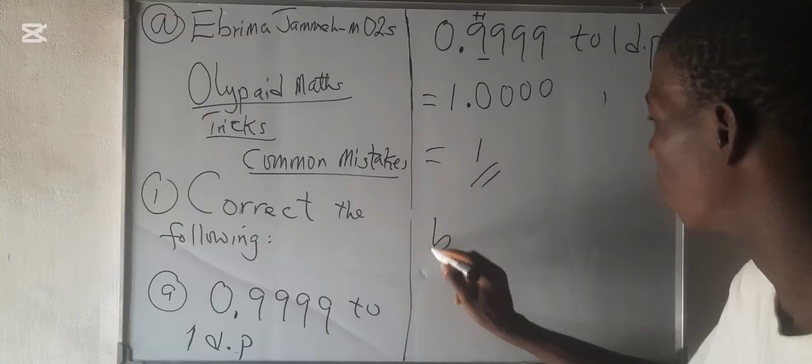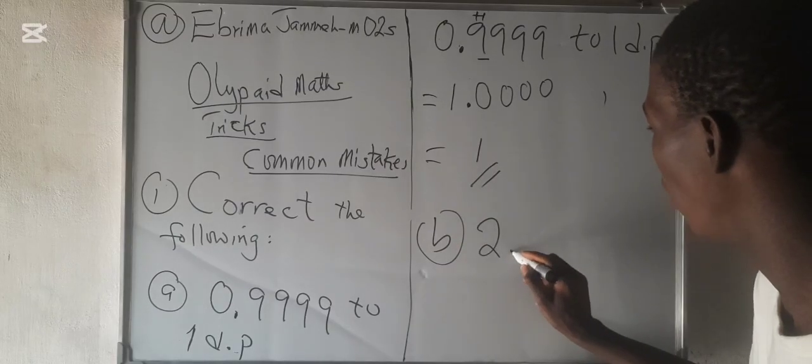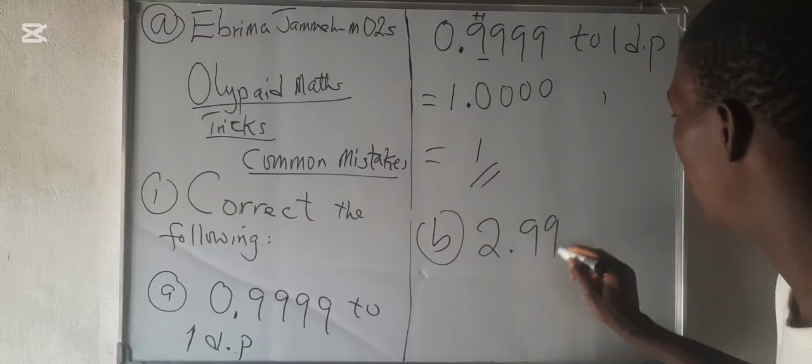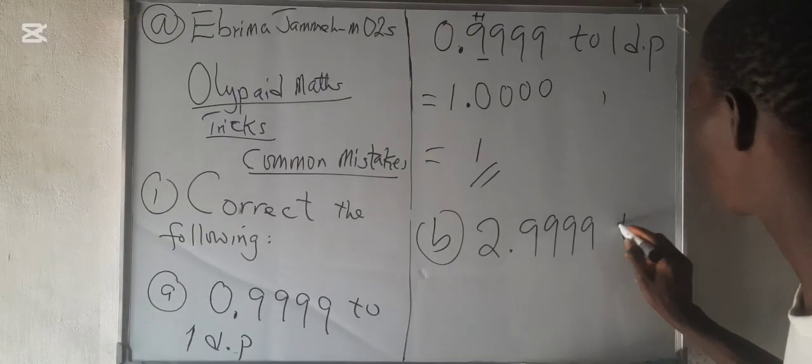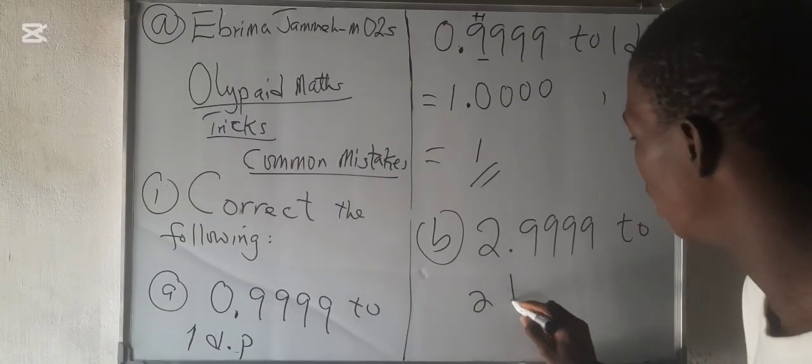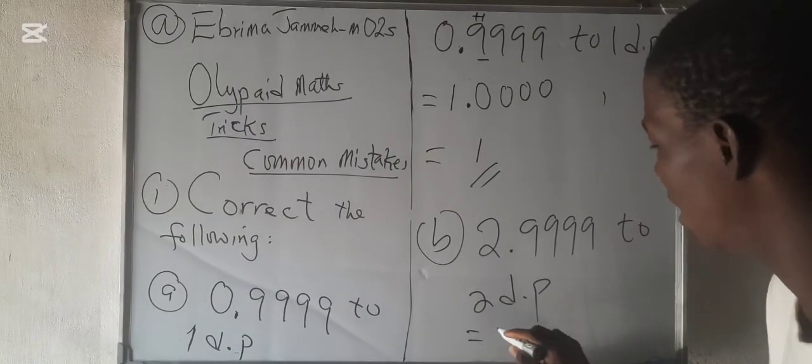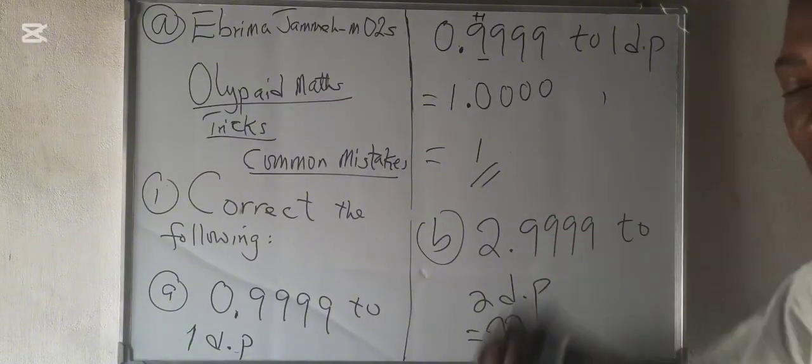Now you can try this one: 2.9999 to 2 decimal places. Try this. You can drop it in the comment section.